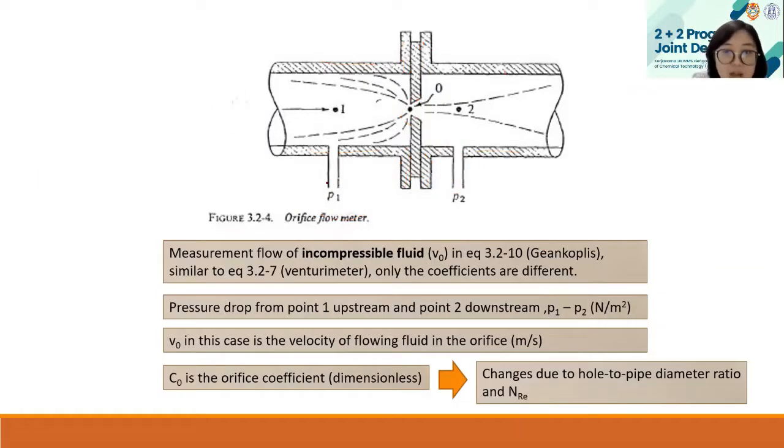The measurement of flow for the incompressible fluid can be seen in equation 3.210 in Janković. It's similar to 3.27, only the coefficients are different. I will show you. Where is it?